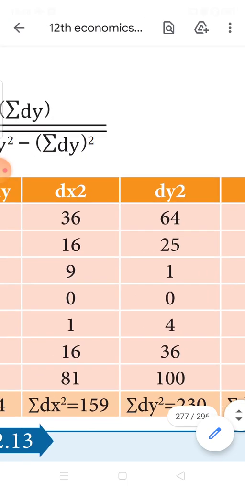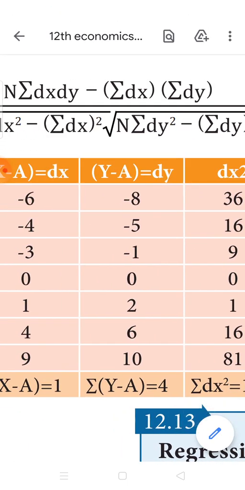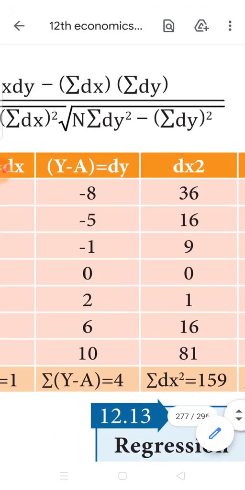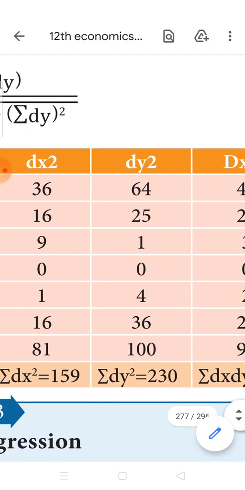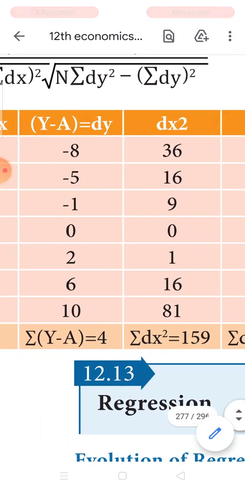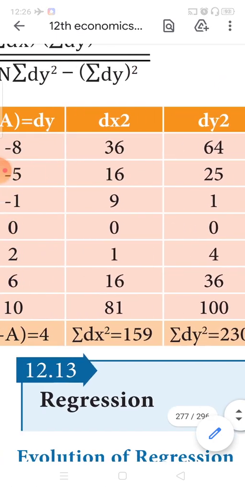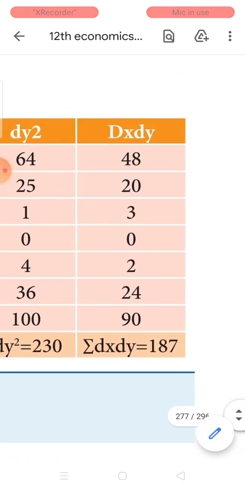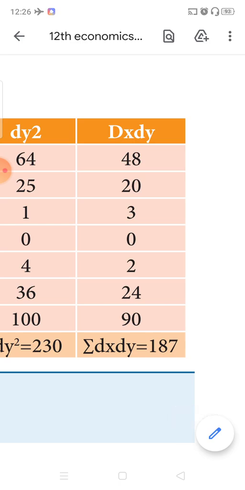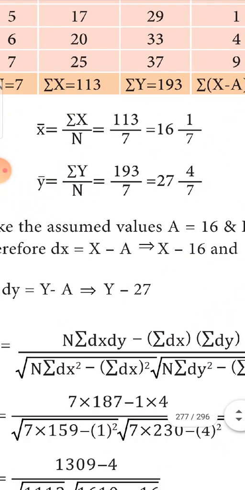0 into 0, it is 0. Then again 1 into 2, it is 2. Again 4 into 6, it is 24. The last value, 9 into 10, it is 90. Sorry children. Now, sum up everything. You get sigma dx into dy. When you sum up everything, 48 plus 20 plus 3 plus 0 plus 2 plus 24 plus 90, you get 187. Now, we have found out all the values which are needed to be substituted in the formula to get the correlation coefficient R.